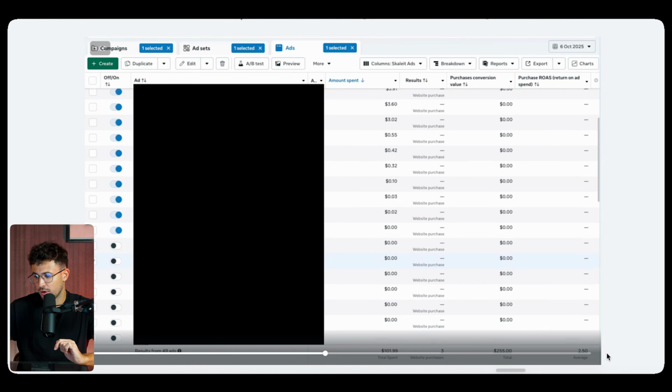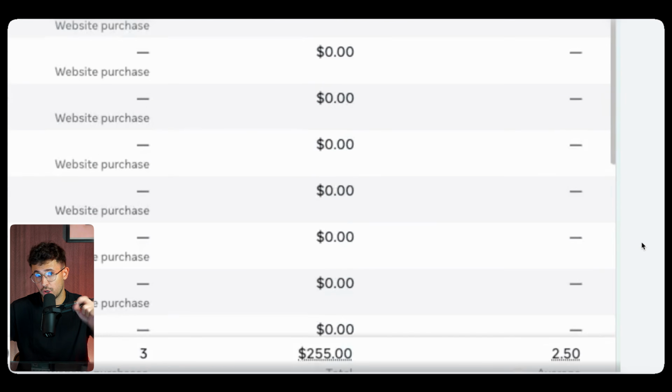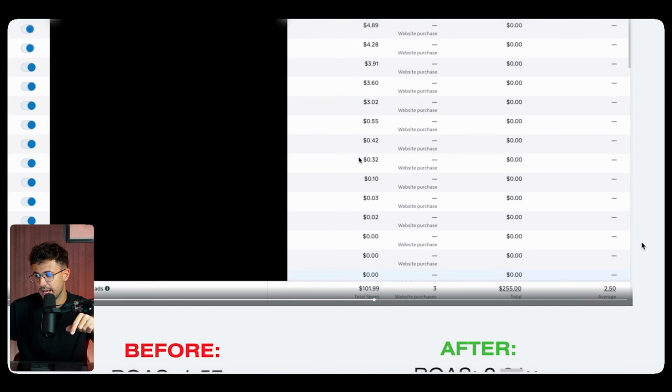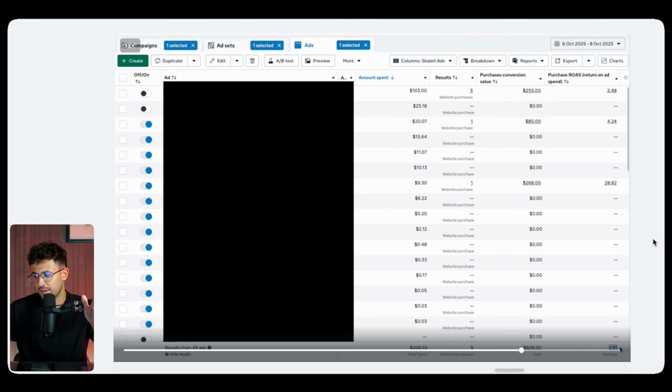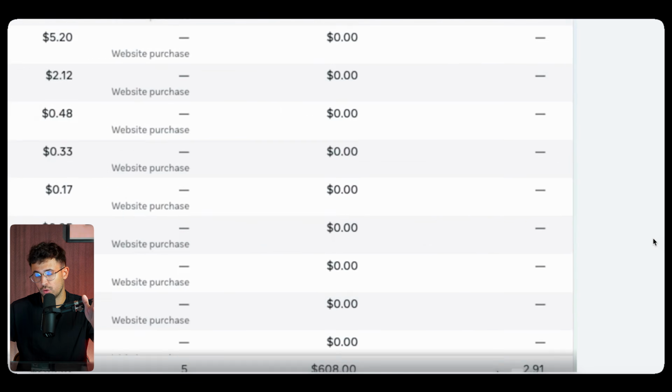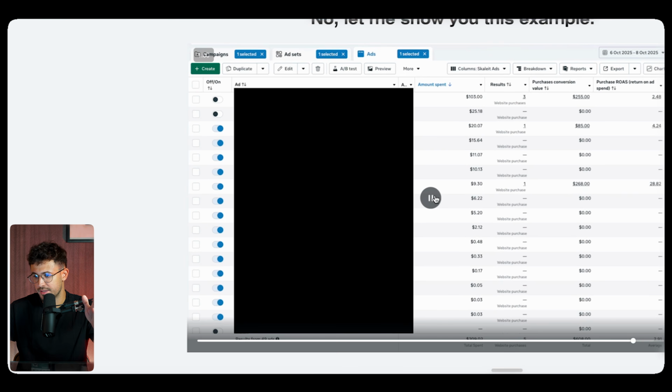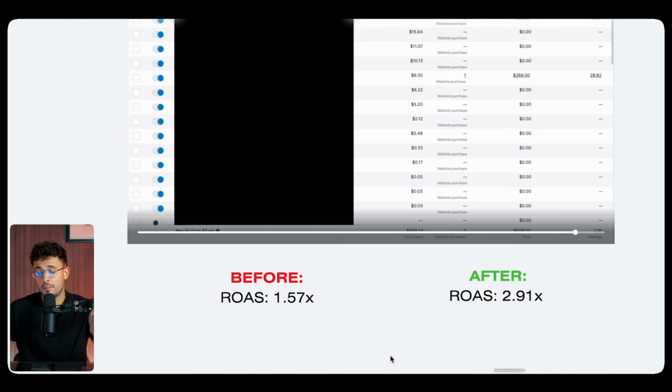And then, look already at the return on spend. We are at 2.50 on that day, okay? And this is what happened after, from the 6th to the 8th, 2.91 overall return on spend. So before we were at 1.57, and now we're at 2.91 return on spend. So turning off the ad that was getting most of the spend at a lower ROAS improved the overall ROAS of the account, of the campaign.